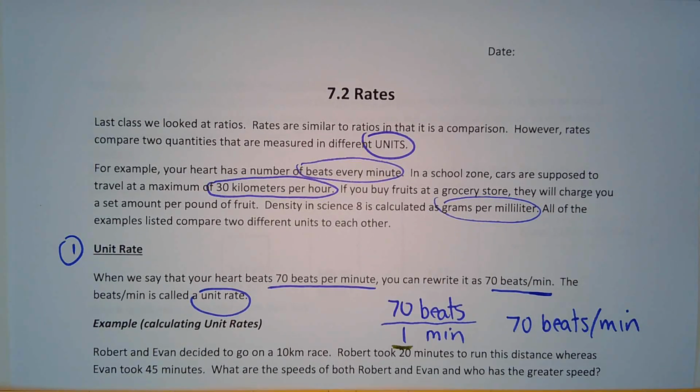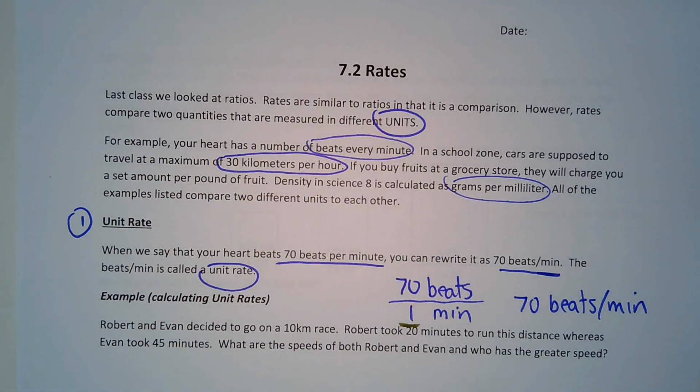Okay, so let's look at the next example of calculating unit rates. Robert and Evan decided to go on a 10-kilometer race. Robert, who looks like he's going to be a superstar runner, took 20 minutes to run this distance. Wow, good for you, Robert. And Evan took 45 minutes to run 10 kilometers. So what are the speeds of both Robert and Evan, and who has the greater speed?